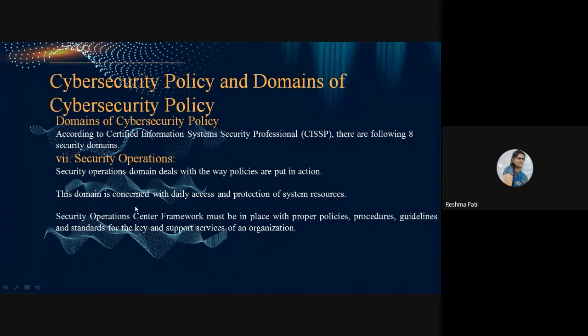This domain is concerned with daily access and protection of system resources. So what we are doing on a daily basis, how daily access is going, how daily protection of particular resources is going on, everything will be covered under this domain. A Security Operations Center framework must be in place with proper policies, procedures, guidelines, and standards for the key and support services of an organization. This framework will contain everything properly, that is policies, procedures, guidelines, and standards for the security of your organization.